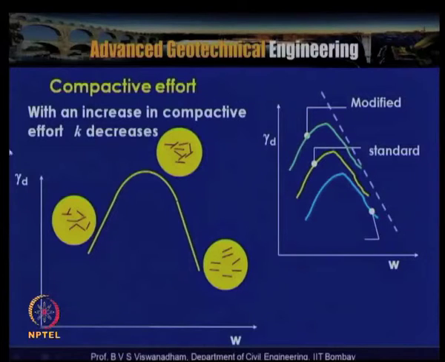For example, here on the y axis the dry unit weight gamma d is plotted, and the water content on the x axis. As we have seen for a typical clay, this particular portion is the optimum moisture content, this side is the wet side of optimum and this side is the dry side of optimum. At this point the density is maximum, so the void ratio will be lower, and here the density is less and a higher void ratio is possible.